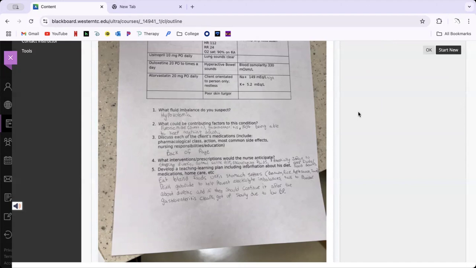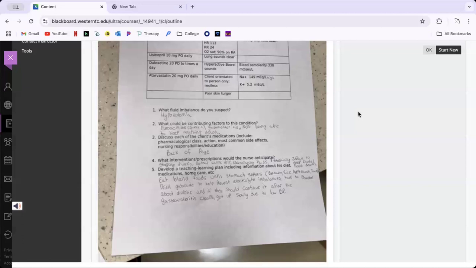What are the contributing factors? Furosemide. They're taking furosemide, which is what kind of medication? A diuretic. What else is contributing? The age and the gastroenteritis. Those are things that are causing that fluid imbalance. Anything else? Unable to keep any food down. That goes along with the gastroenteritis. They're not able to drink or eat anything.